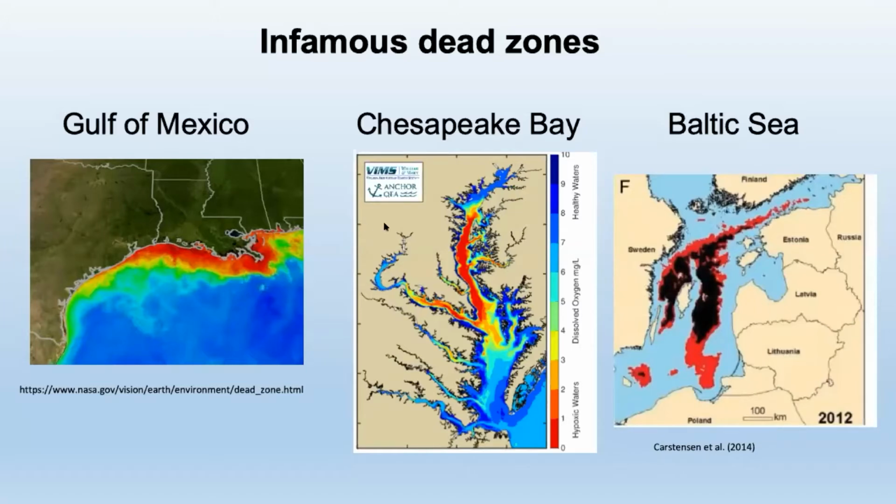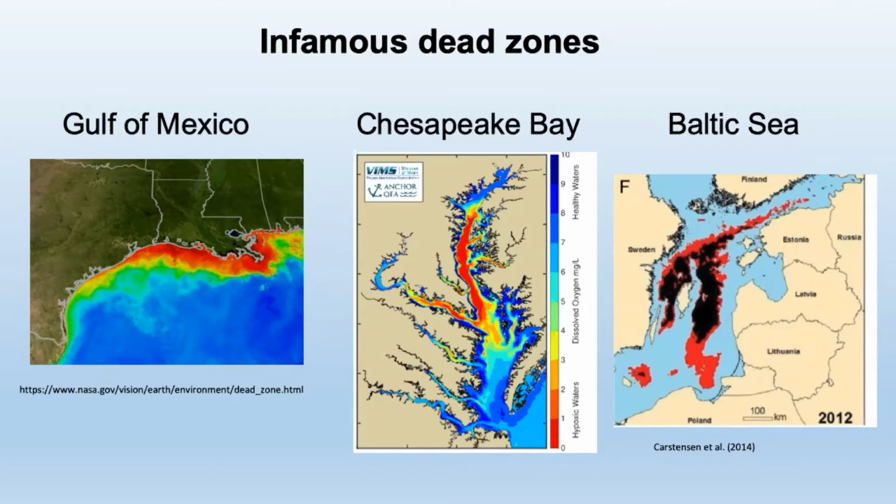A bit closer to home, we have the Chesapeake Bay. Again, the red indicates the very low concentrations of oxygen. Those waters have very low concentrations of oxygen. In both the Gulf and the Chesapeake Bay, as well as in the Baltic Sea, these low oxygen waters are found at the bottom, which is different from what we'll see in a minute for the Delaware River back in the 1940s.